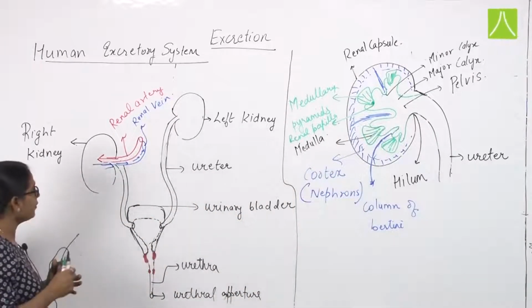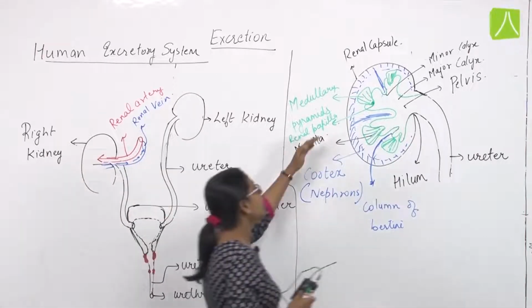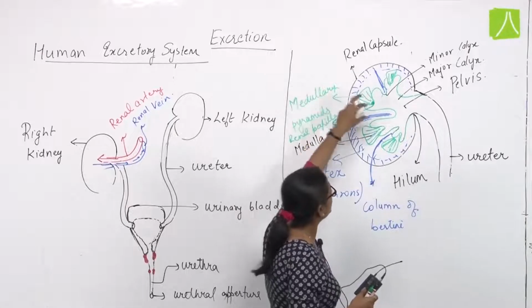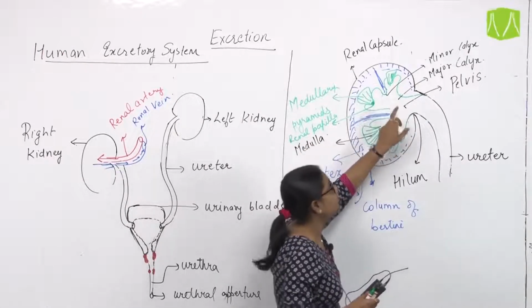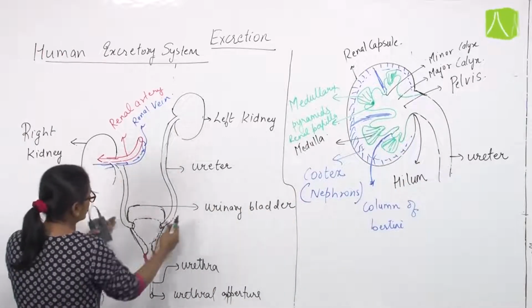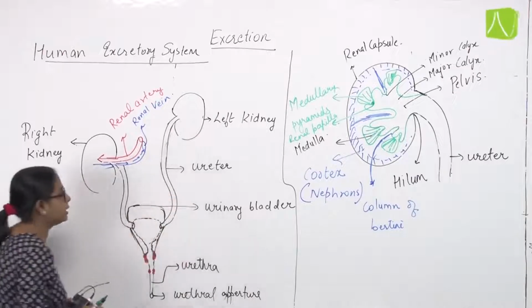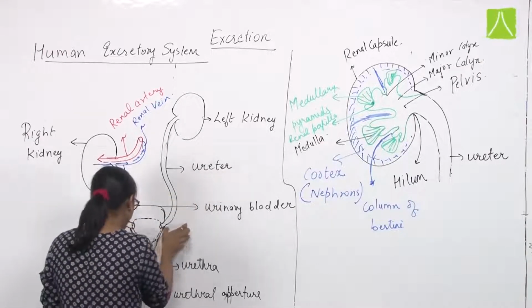So whenever urine forms in the nephron, that urine opens at this renal papilla, and then passes to the pelvis, which then passes to the ureter. So the ureter is a tube-like structure originating from the kidney, and it carries the urine to the urinary bladder.